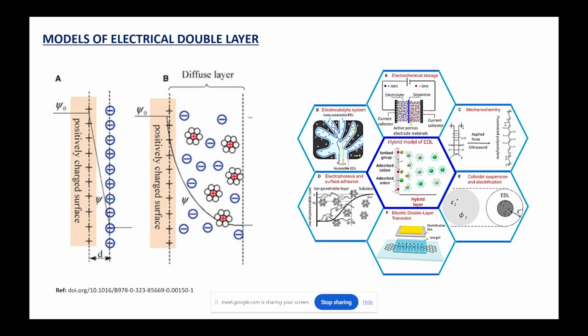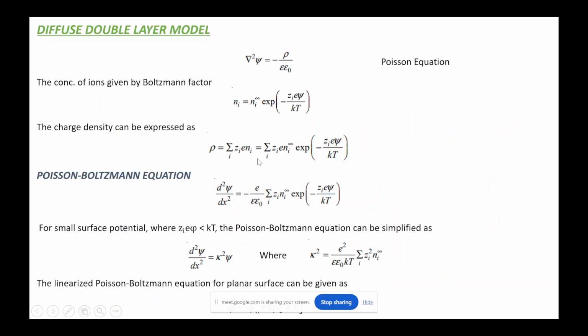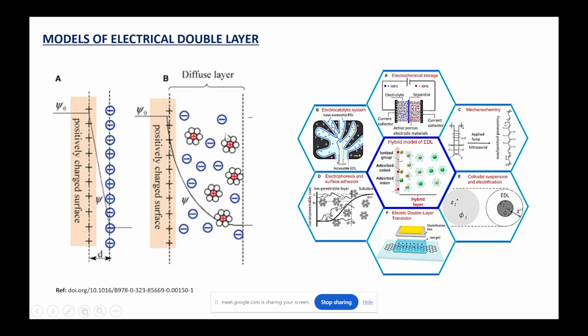And this was taken to be a model that accounts for all the real life situations that are happening in the solution. So from here, the concept of the diffused double layer model actually starts. Here you can see some of the equations which we will discuss within a few minutes. But yes, this is the difference between the Helmholtz and the diffusive electrical double layer model.